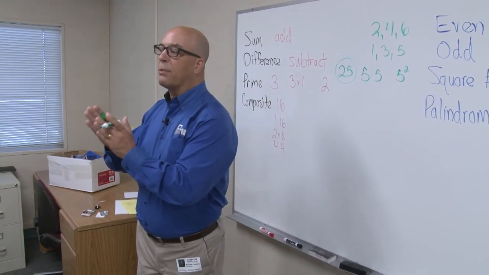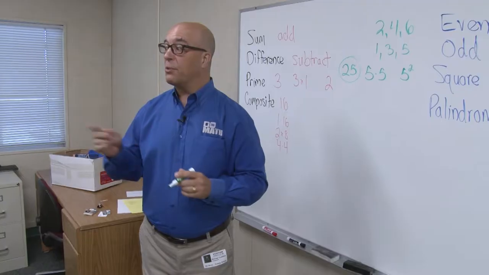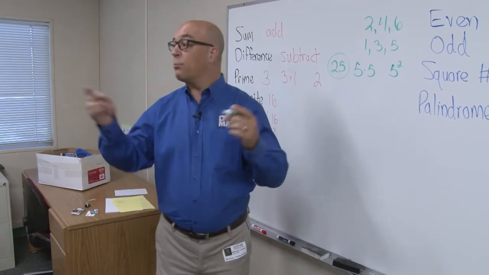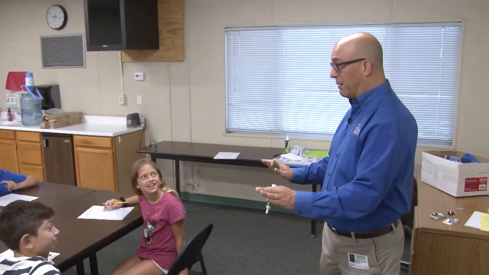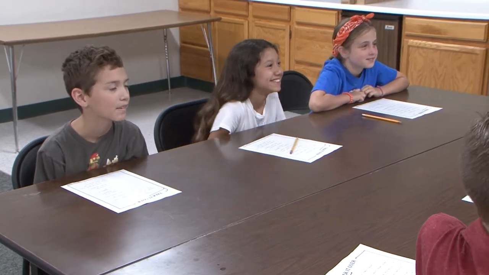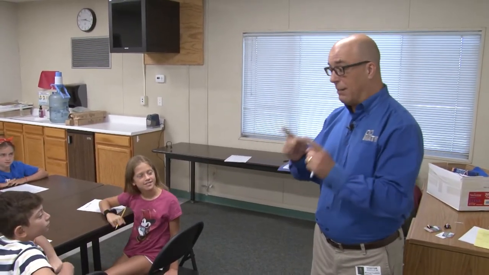If I go 3 times 3, what is that? 9. So is 9 a square number? Yes, because it's 3 squared, 3 times 3. What about 16? Is that square? It is, right? Because it's 4 times 4. So we've got the idea of square numbers. Sometimes it gets confusing. People add them sometimes, right? So we have to multiply the same number.